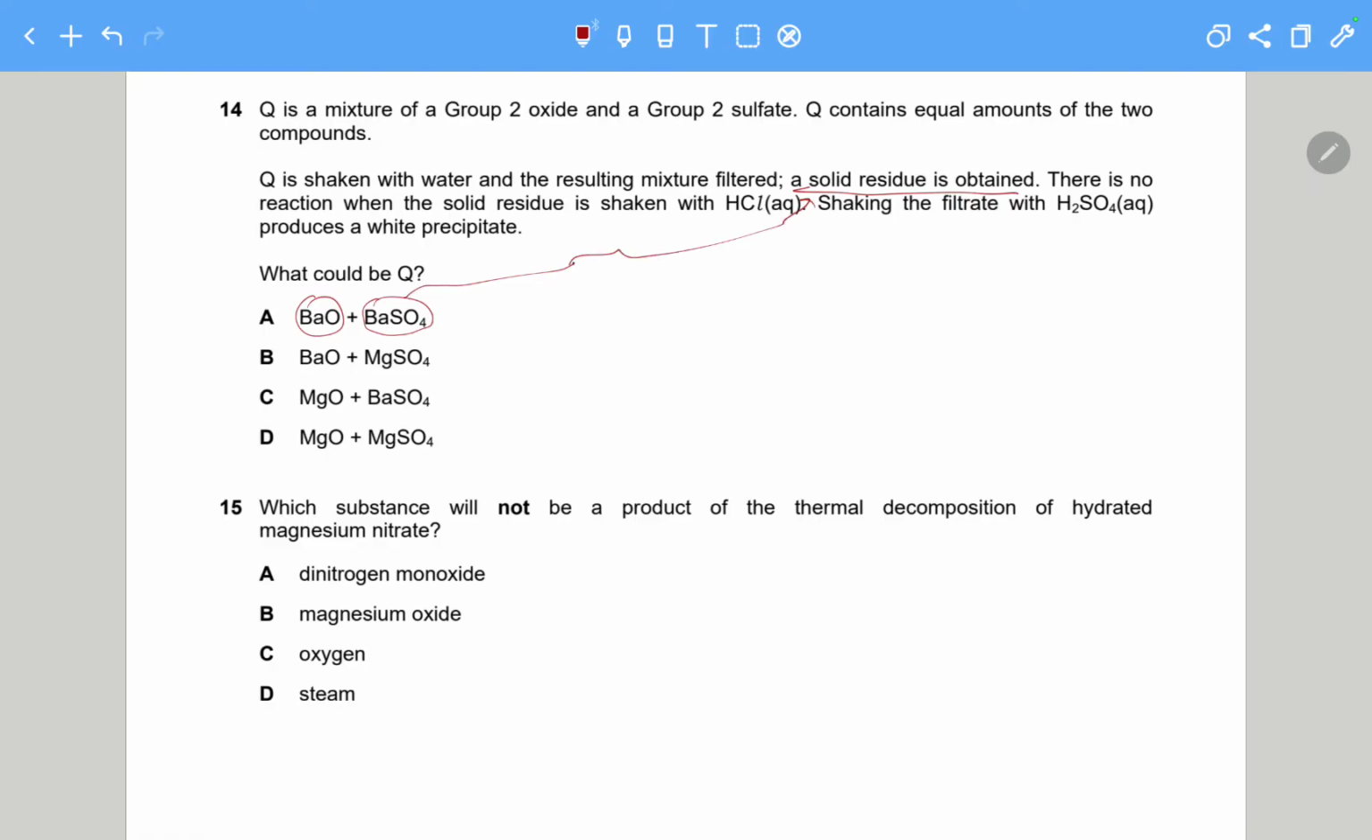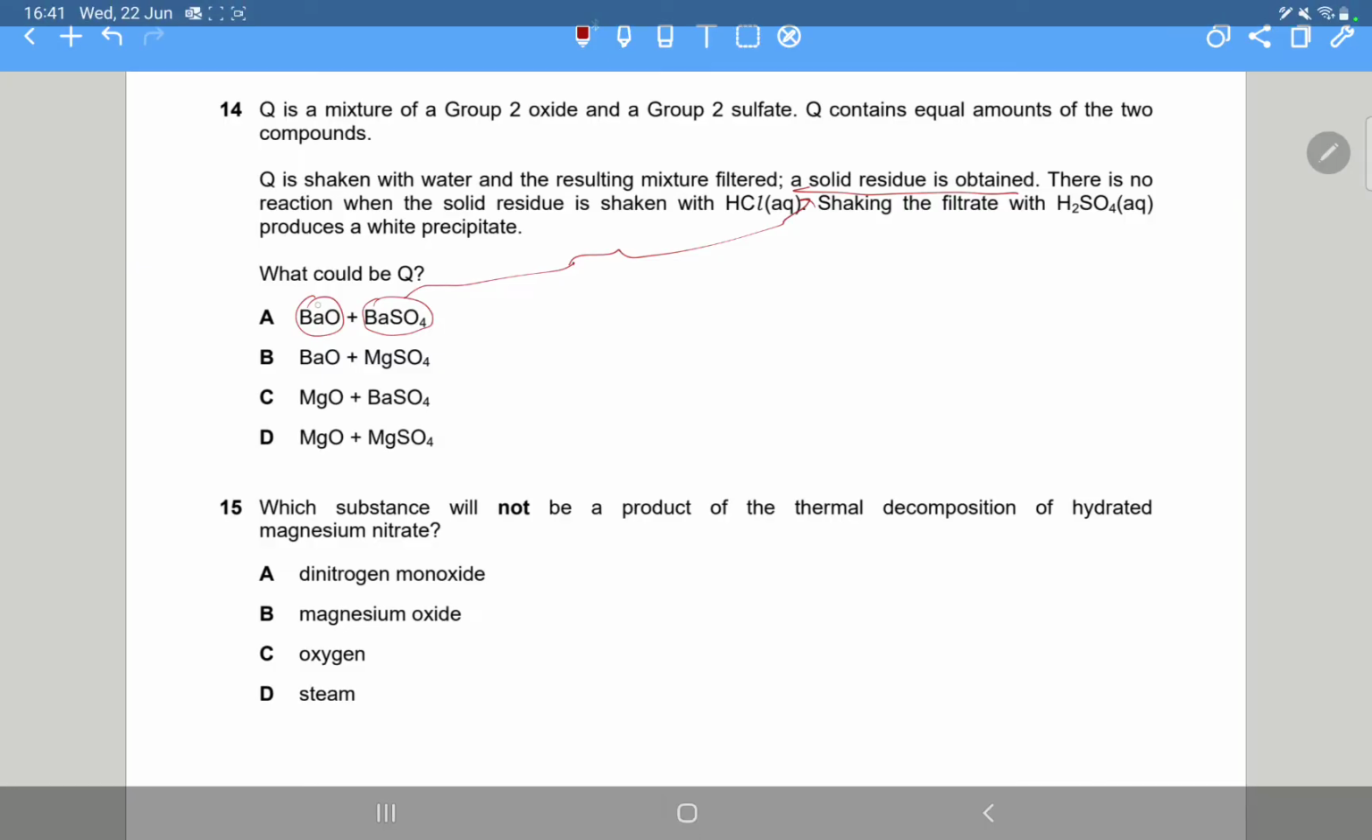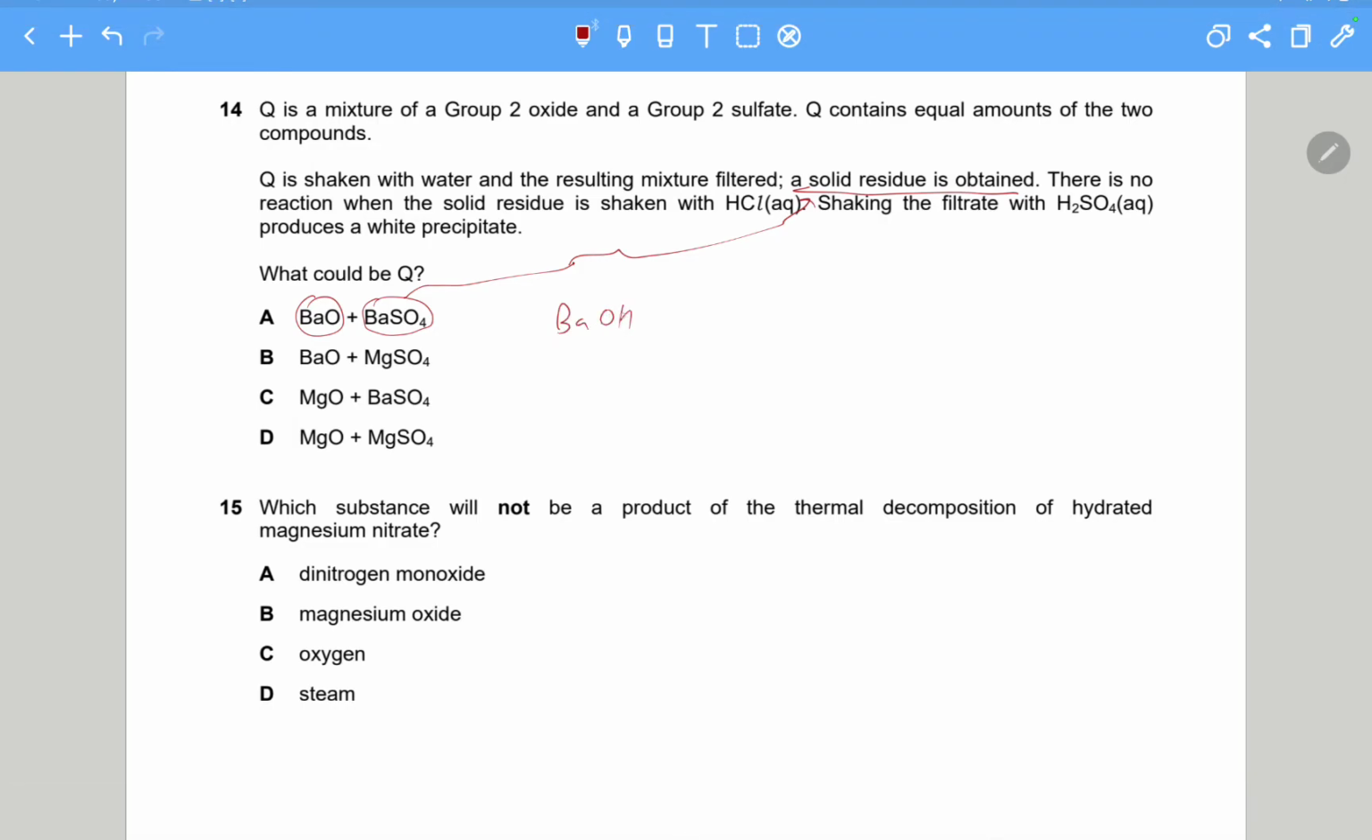There is no reaction when the solid residue is shaken with HCl. Yes, BaSO4 will not react with HCl because it's not a base. And shaking the filtrate with H2SO4 produces a white precipitate. So the filtrate, which is Ba(OH)2, because BaO dissolves in H2O, when shaken with H2SO4, produces a white precipitate.